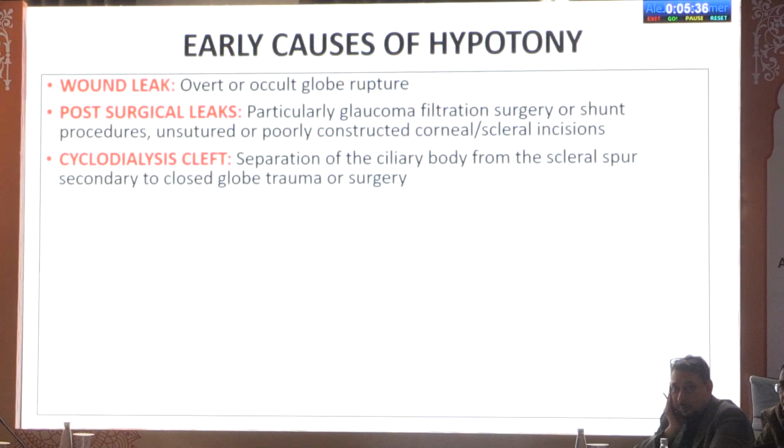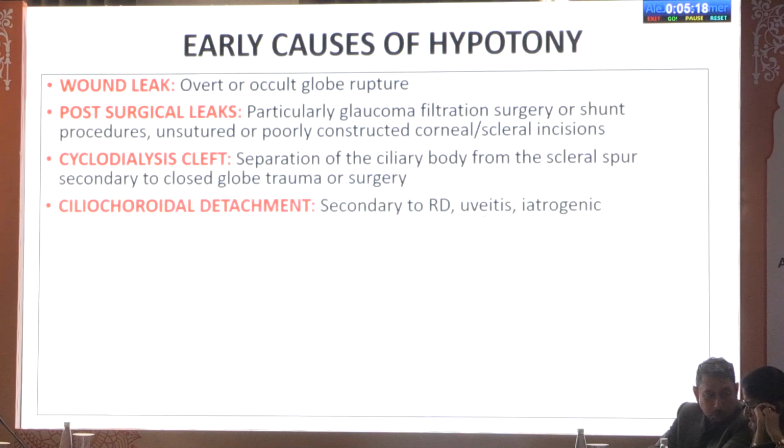closed globe trauma. Could even be seemingly trivial trauma, or it can sometimes be due to surgery because of blunt instruments, because of extensive dissection in the pars plana area. Poorly formed SICS wounds with blunt instruments, all of that can also cause detachment. You can have ciliochoroidal detachment, which can be secondary to REG-RD, secondary to uveitis. It can also be iatrogenic if you were to do certain procedures in which there are wound leaks.